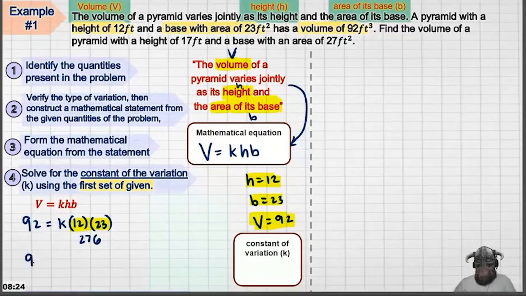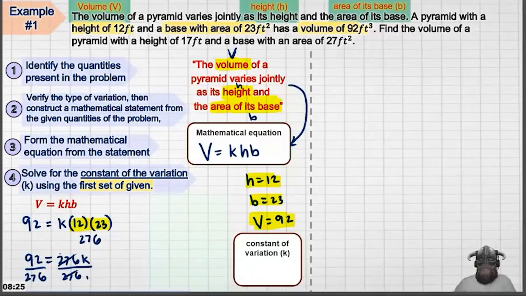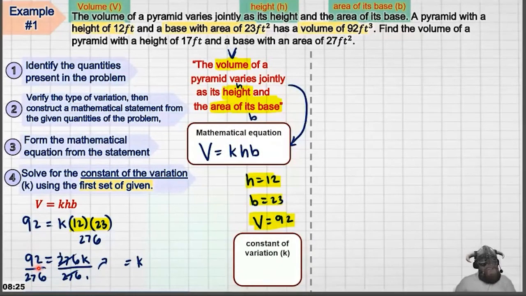So this will just be 92 is equal to 276K. So, minultiply lang natin dyan. So, in this case, ang katabi ni K ay 276. So, to get the value of K, we divide both of them by 276. So, in this case, we can simplify this one. 1 na lang yan. And this one will become K is equal to, but kung titignan nyo dito sa left side ng ating equation, 92 over 276. Obviously, fraction yung magiging sagot natin.